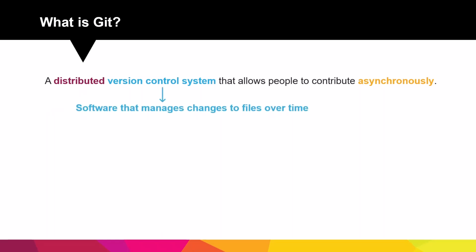Second, version control. A version control system shows you different versions of your file as they changed over time. We'll talk a little bit more about what that means later, but for now, just know that it means tracking your changes to your project as it changes over time.